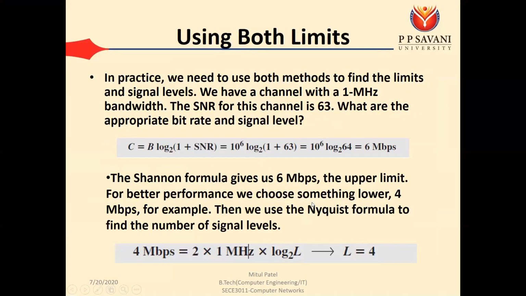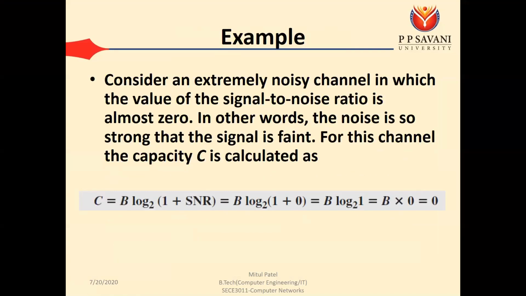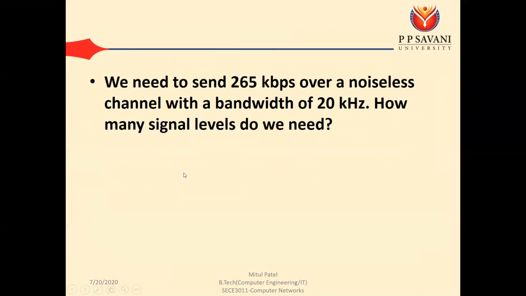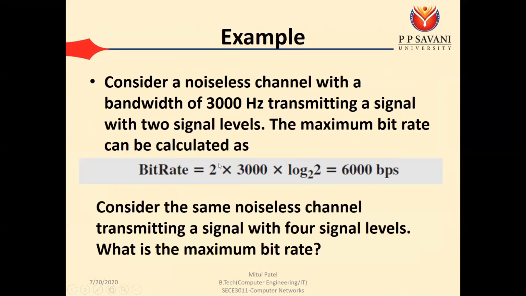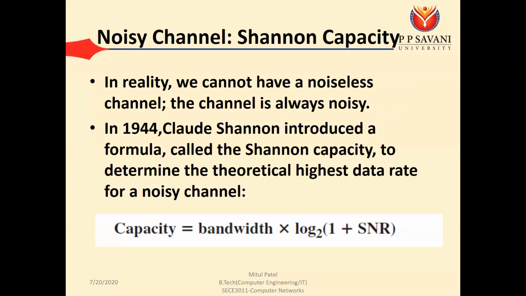Okay, so in the last lecture, we have seen about these two theorems. One is the Nyquist theorem and the second one is the Shannon capacity. Nyquist theorem is used for the noiseless channel and the formula is 2B log L base 2. For the noisy channel, we have the Shannon capacity that is not dependent on the number of levels, but is dependent on the signal to noise ratio, that is the SNR. And the formula is B log(1 + SNR) base 2.